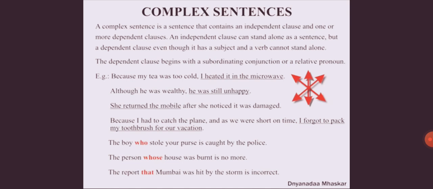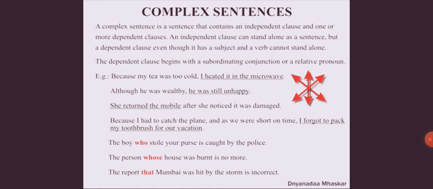Let us now learn about complex sentences. A complex sentence is a sentence that contains an independent clause and one or more dependent clauses. An independent clause can stand alone as a sentence, but a dependent clause, even though it has a subject and a verb, cannot stand alone. The dependent clause begins with a subordinating conjunction or a relative pronoun.